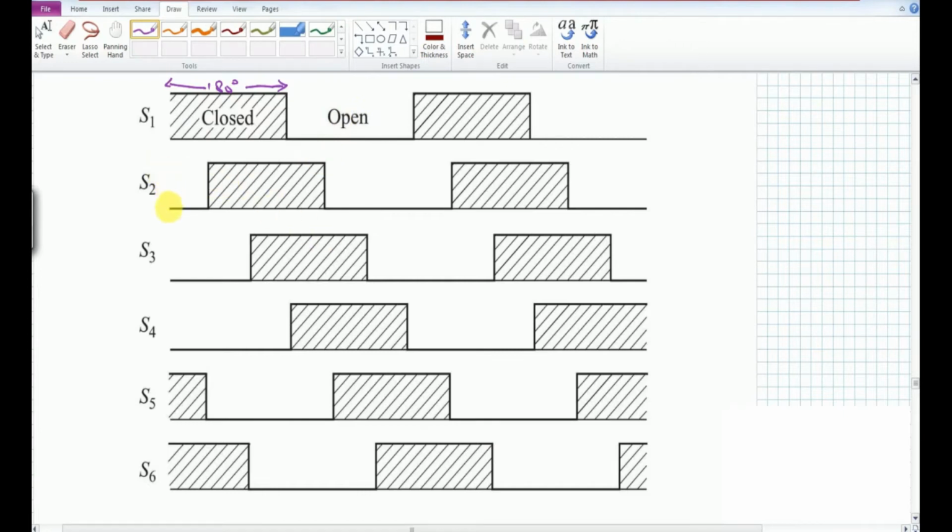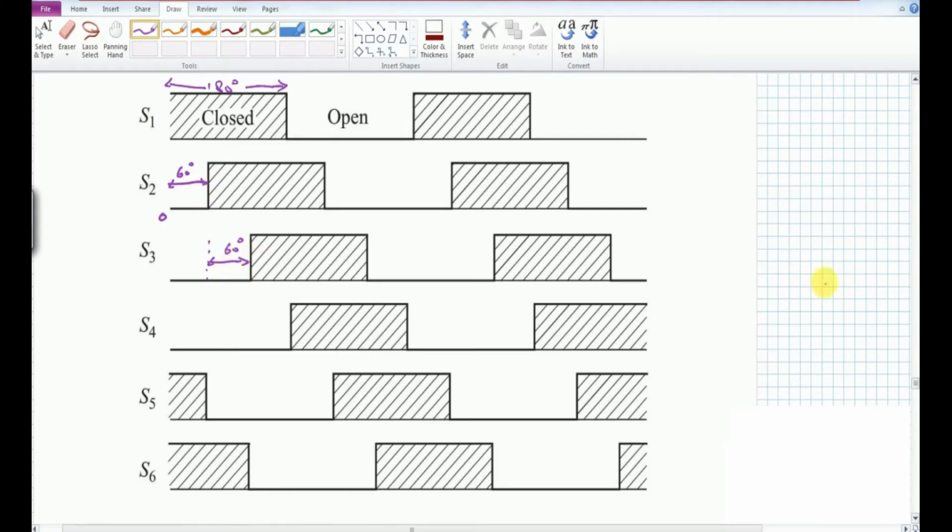If this time is considered 0, then S2 is turned on after a T by 6 or 60 degree delay, and thereafter after we turn on S2, the next delay is also 60 degrees. So in a nutshell, we can say that S1 has a phase difference of 60 degrees with S2 and a phase difference of 120 degrees with S3.